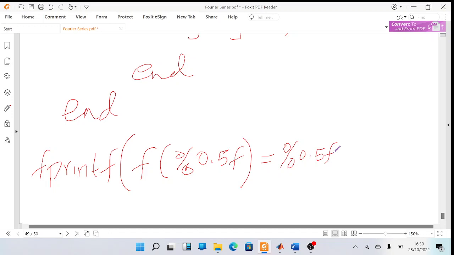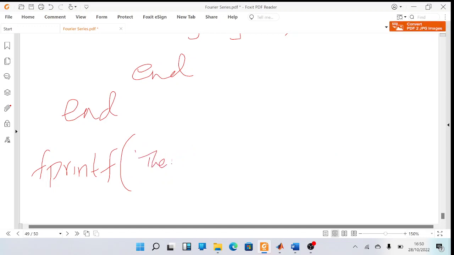Sorry, this is not correct. I should just write, we're getting the root. So I'll just write the root is, then I'll put the placeholder 0.5f. I want to output the result as a floating point decimal, correct to 5 decimal places. So I'll put xk j minus 1.